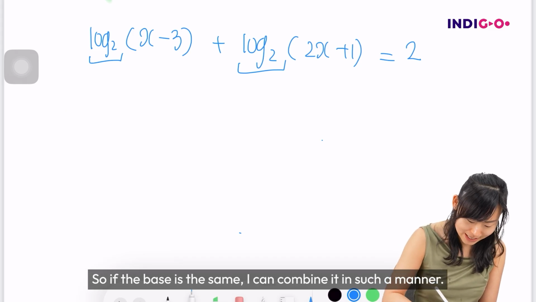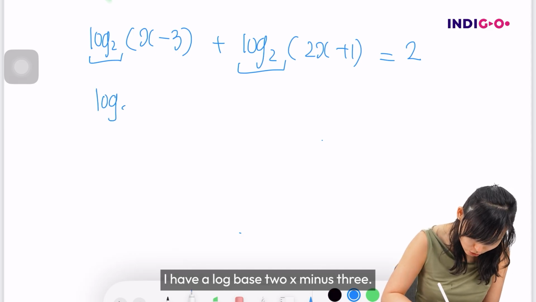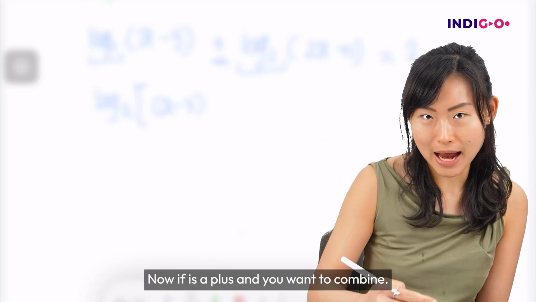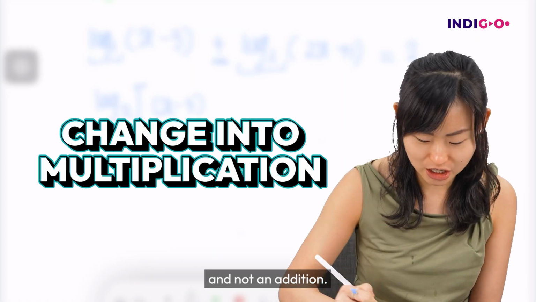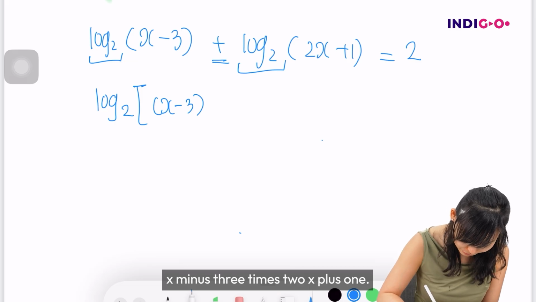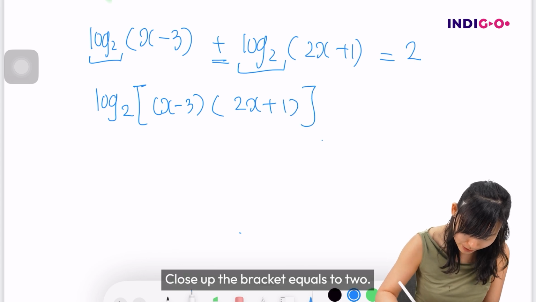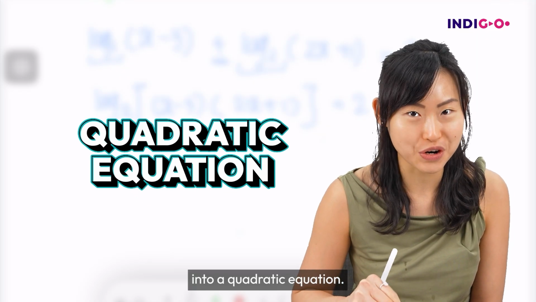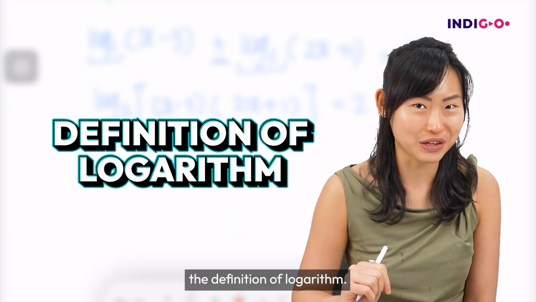So I'm going to show you how to apply the rules now. If the base is the same, I can combine it in such a manner. I have log base 2 of (x minus 3). Now if it's a plus and you want to combine, please remember to change it to a multiplication and not an addition. So I'm going to say (x minus 3) times (2x plus 1), close up the bracket, equals 2. Now I'm going to change this into a quadratic equation. I'm going to show you how to do that just by using the definition of logarithms.